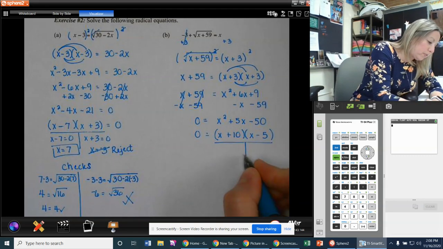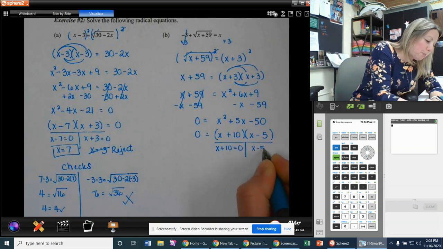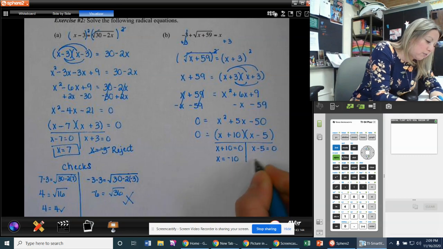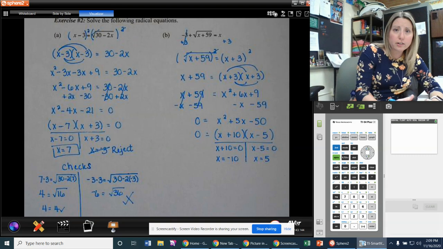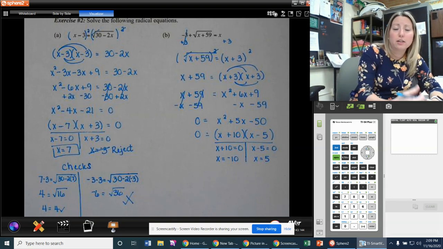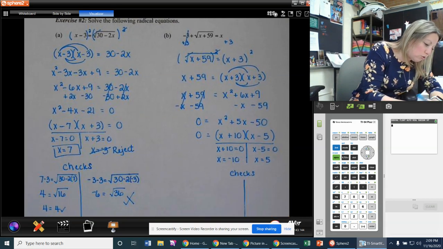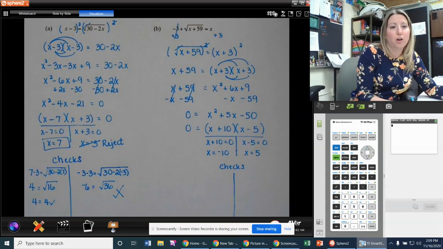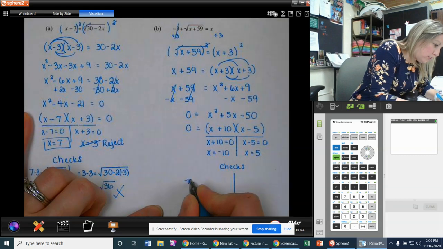Then t-chart. Set each factor equal to 0. Minimum, I have to see that part. And then you can state what answers you get, which is x equals negative 10 and x equals 5. But here's the deal. You got to check to make sure you can actually keep those, right? You can't just assume. So again, you don't have to write out the checks. You can use your graphing calculator, but I'm showing you what you are doing for checks, which is plugging those answers back in. So I'm going to start here, negative 10.